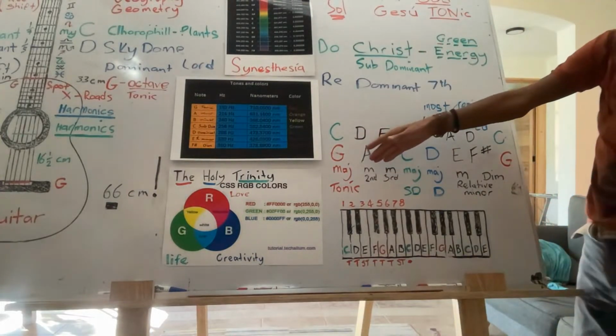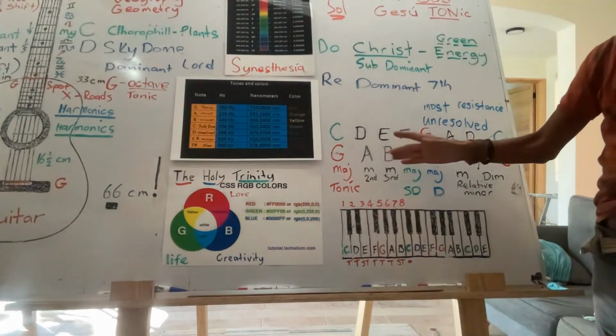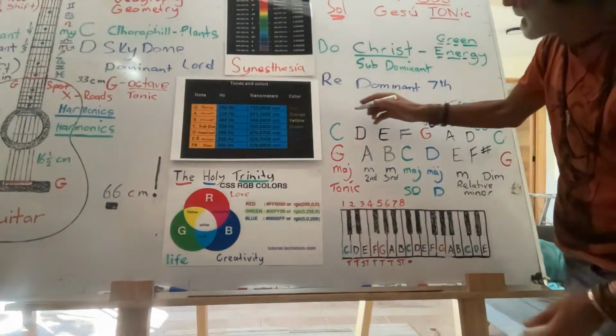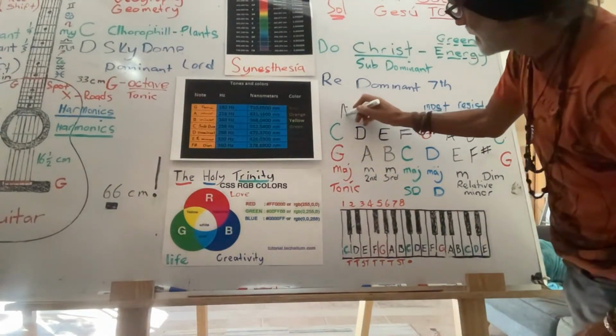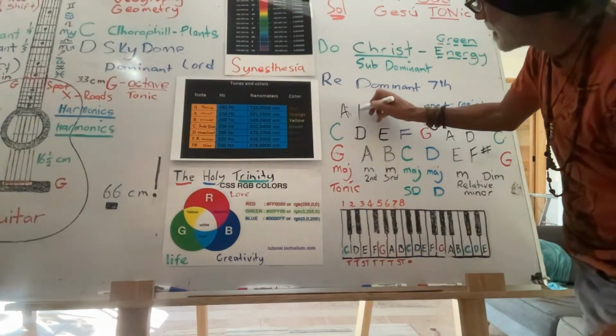I think the other most common keys you're going to be playing, your favorite songs in rock and roll, will be A and E.